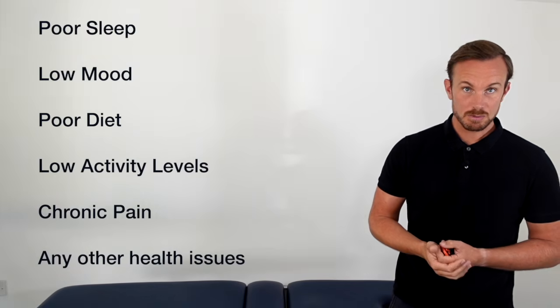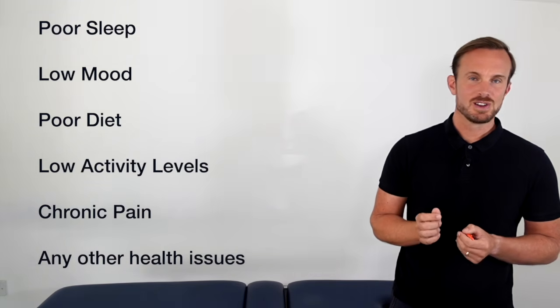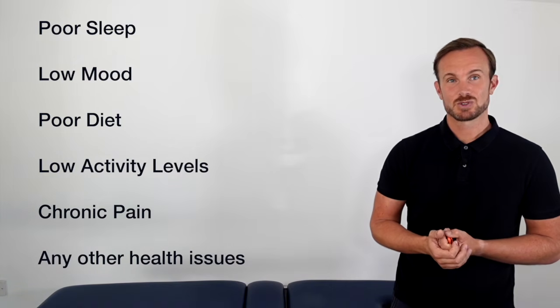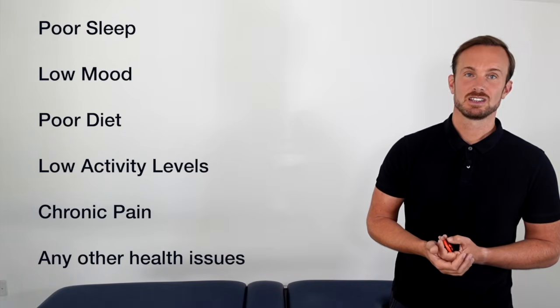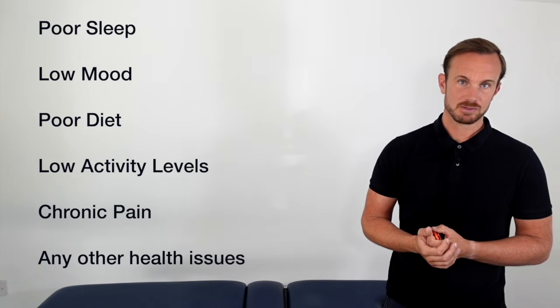When we consider well-being, first off, there seems to be links between chronic systemic inflammation and many of the other things that are associated with frozen shoulder. So things to look out for or to listen for when you're talking to your patients are poor sleep, low mood, poor diet, low activity levels, and any mention or signs of persistent or chronic pain in addition to the shoulder problem that they're presenting with, and any other health issues as well.